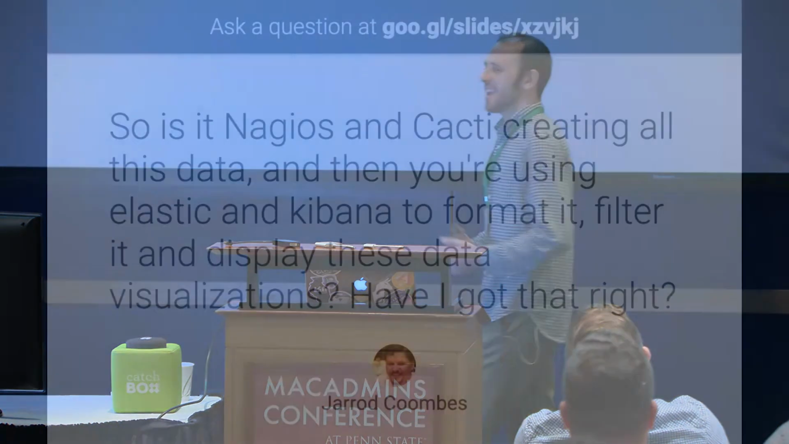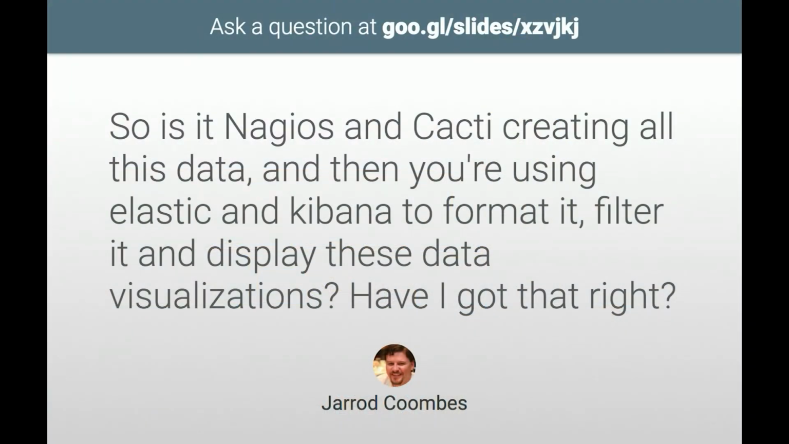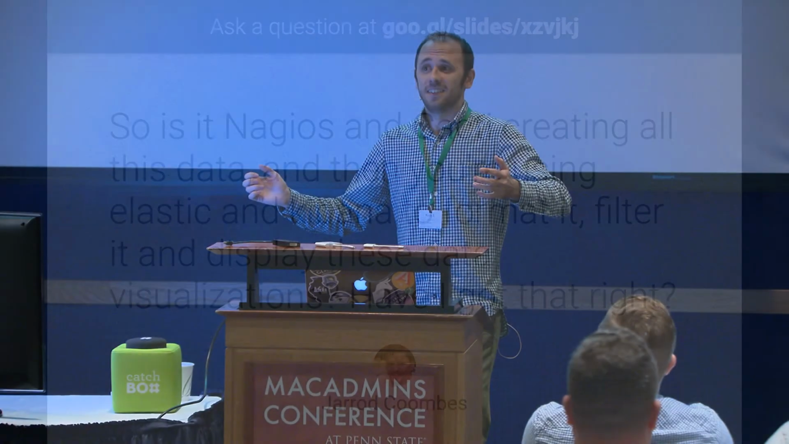Is it Nagios and Cacti creating all this data, and then you're using Elastic and Kibana to format, filter, and display? So in these examples, we're using Nagios and Cacti just to alert and monitor. And then we're using Logstash, and configuring the endpoint device, so a switch or a firewall, to send your log files over to this host. There's probably a way to connect it all, but in essence, we're using the Cacti and Nagios piece to say what's up and running as its own thing, and then we're sending the data over to Kibana and all that to format it. Did that answer that question? I hope so.